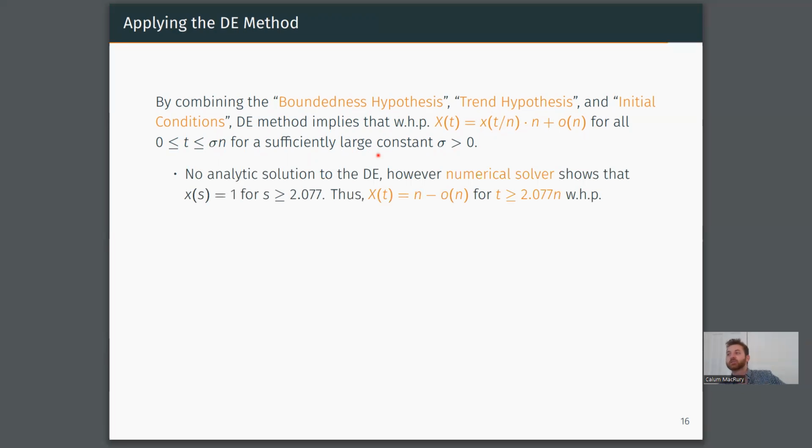There's not an analytic solution to the differential equation. However, by solving the differential equation numerically, we can show that it hits value 1 when s is roughly 2.077. And so what this implies is that after 2.077 times n steps, the number of vertices in the path is going to be roughly n minus some sublinear term. This is going to hold with high probability.